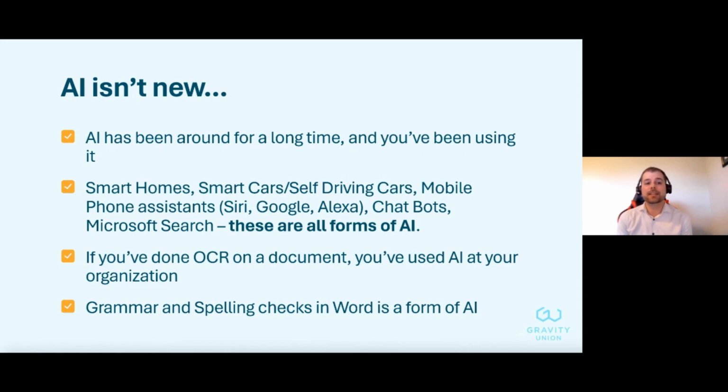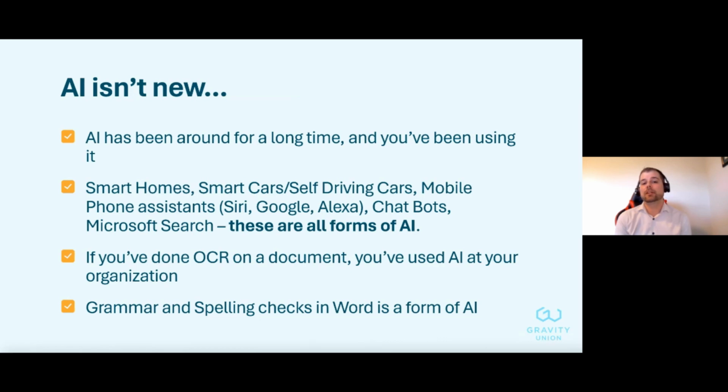As we said, AI isn't new, right? AI has been around for a long time. You've been using it, right? You probably have aspects of smart homes. Obviously we're all familiar with smart cars these days. You have mobile phone assistants like Siri, Google, Alexa. You've probably used a number of chatbots on websites as you're interacting with some of the retailers and things like that.